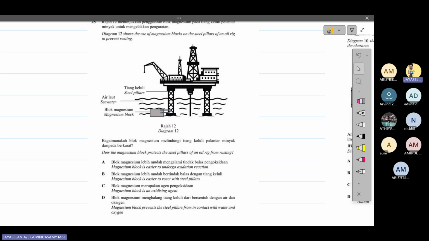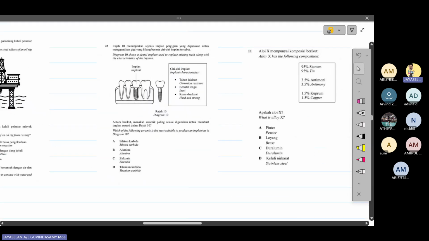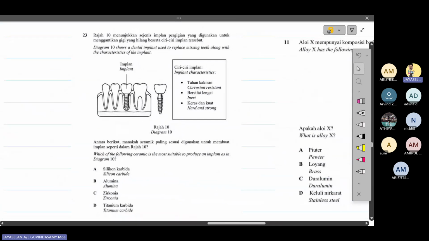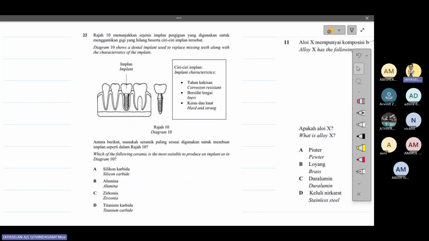Okay, 1 minute 13 seconds. Okay, now diagram 10 shows the dental implant used to replace missing teeth. Along the characteristic of the implant, they use what? Advanced ceramic lah. Under advanced ceramic, we have a lot of advanced ceramics: alumina ceramic, zirconia ceramic, silicon carbide, tungsten carbide, all that. Which one is best for the dental implant?